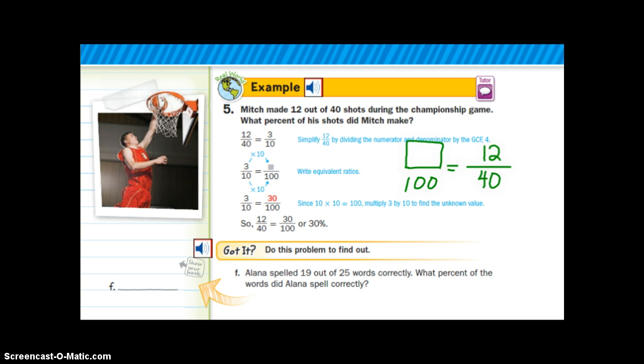And again, I'm going to look at those numbers and see if I can simplify that fraction. I know they're both divisible by 4. That would be 3, and that would be 10. And then I got to get it up to 100, so I'm just going to multiply by 10, and that would be 30. 30 over 100 is 30%. Get it, got it, go.